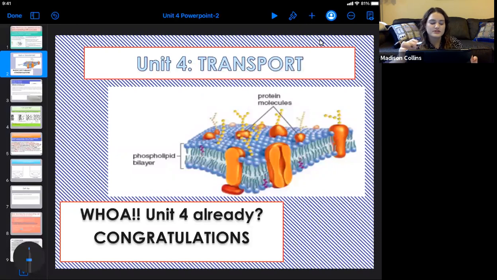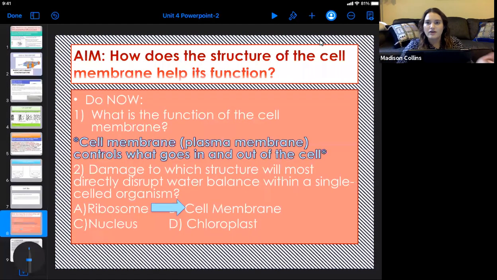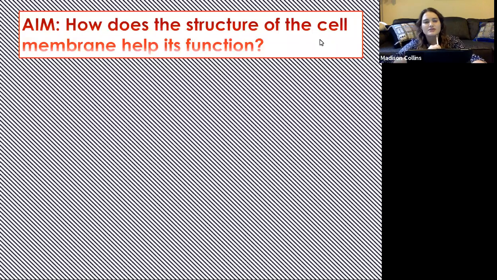All right, so the very first thing that we need to do is go over our aim. And today's aim is how does the structure of the cell membrane help its function? So hopefully you know what the function of the cell membrane is, if you think back to our Unit 2. But today we're going to figure out how its structure helps it do that. Right, so the very first thing I want you to do is pause this video, answer your 2 do now questions, and then press play when you're ready to go over them together.